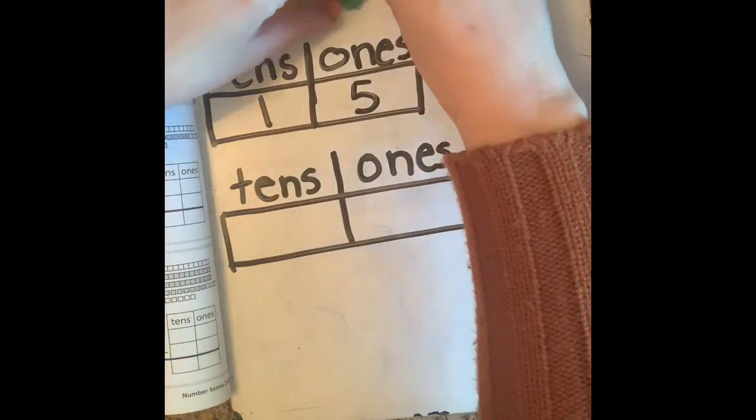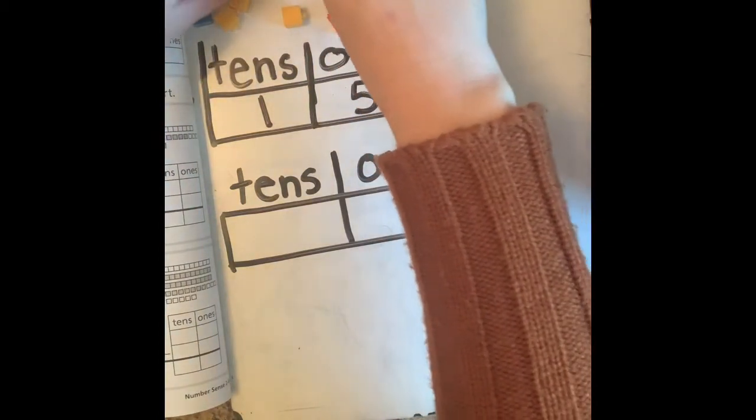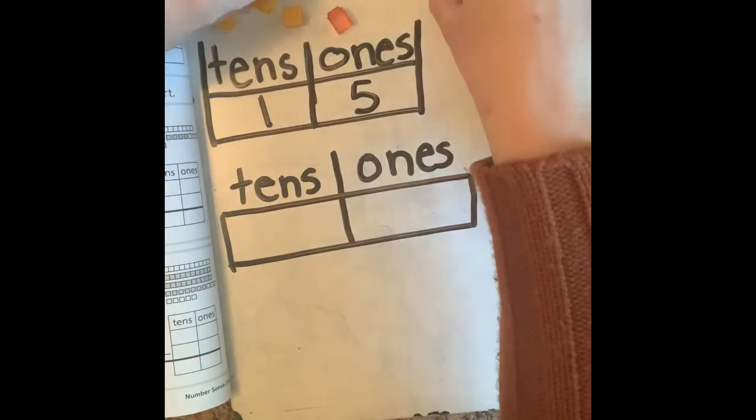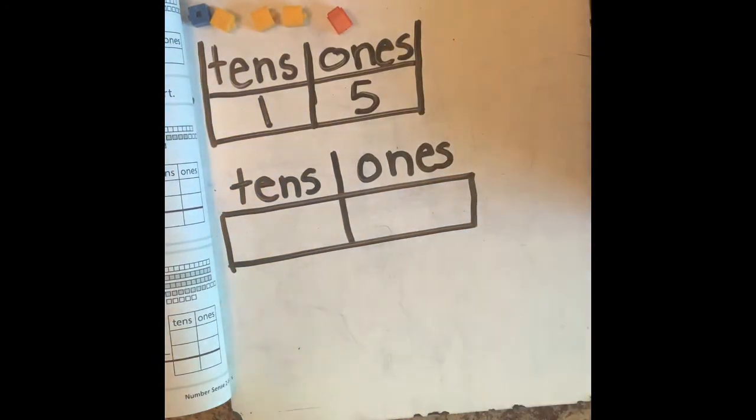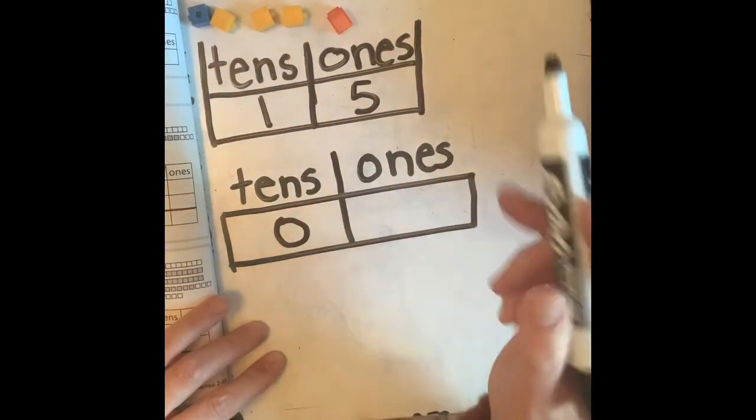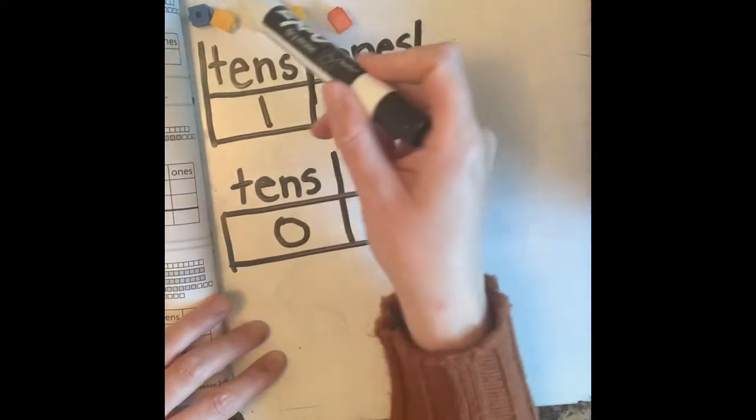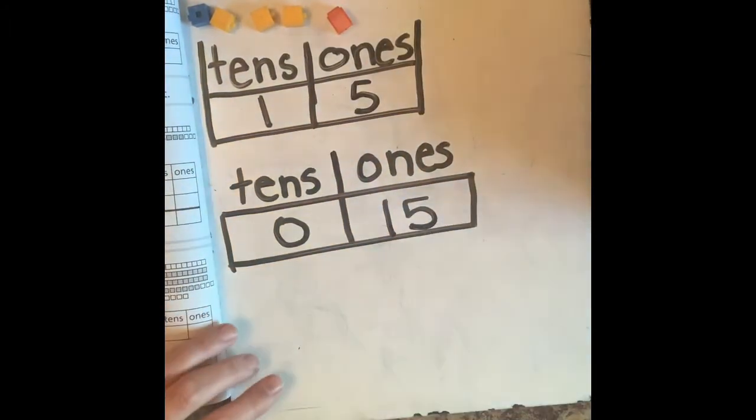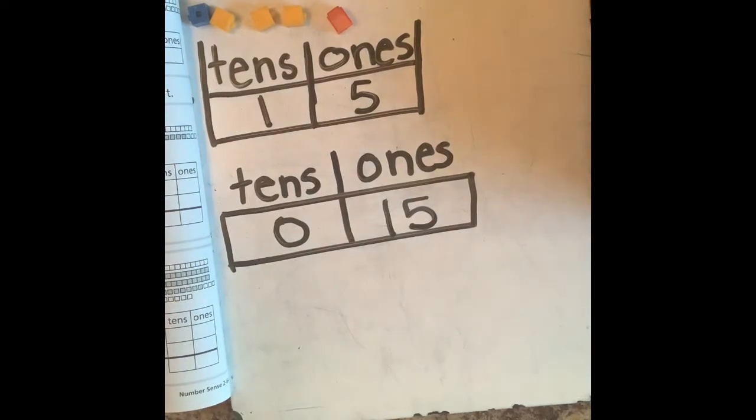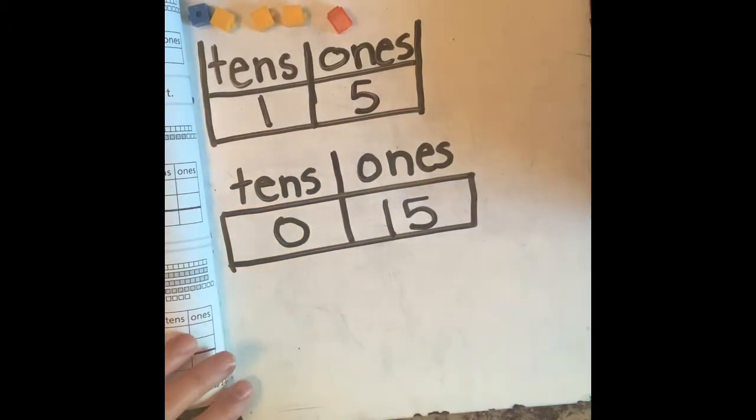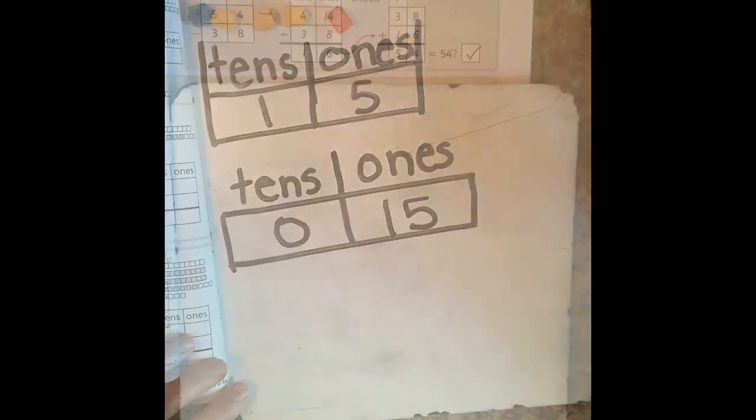So there's my 10 block into 10 ones. So now, do I have any 10s? I do not have any 10s there. I have a lot of ones. How many ones do I have? I have 15 ones. So on that first page, on page 62, that is all it's asking you to do, is trade in one of the 10s and put it into the ones, just to get used to doing that.